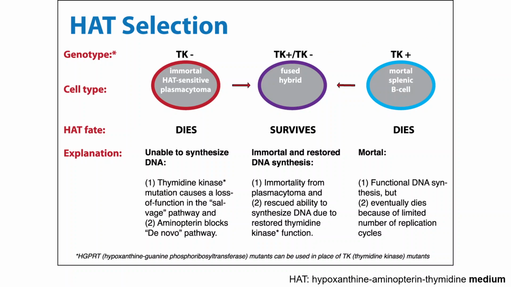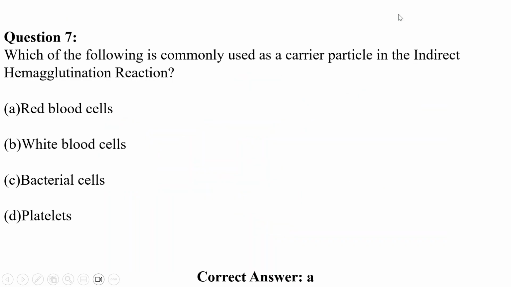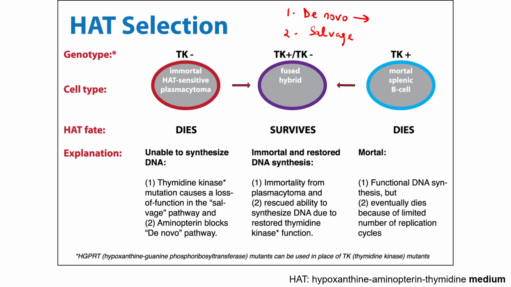DNA synthesis. DNA synthesis has two pathways. Nucleic acid synthesis has two pathways. One is the de novo pathway and the second one is the salvage pathway. In the de novo pathway, everything is synthesized from new components, like we will provide the raw material, thymidine and adenine. So all the ATGC will be provided, and the cells will synthesize the nucleic acid from scratch.